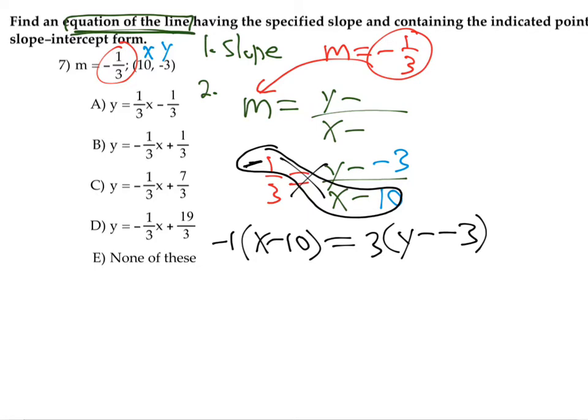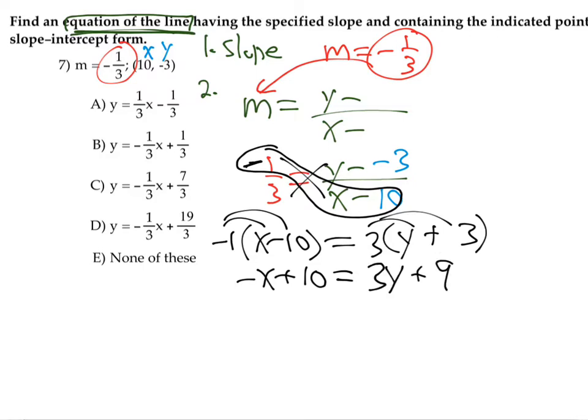All right. And then you know about the double negative. That's just going to be positive here, isn't it? I'll just make that plus. And then we distribute. Minus x plus 10. Distribute 3y plus 9.